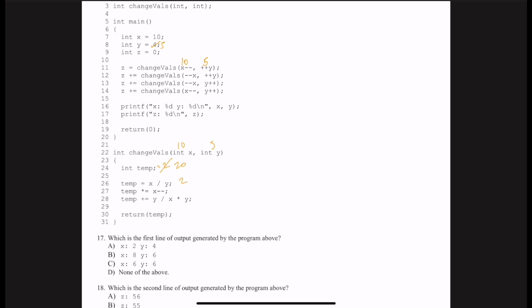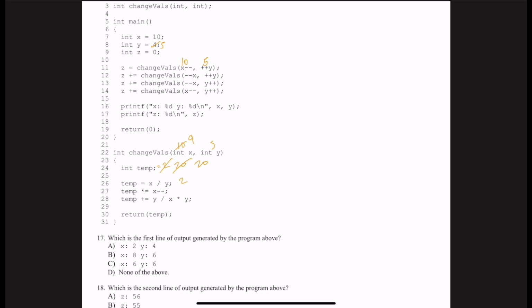So now temp equals 20. As a side effect of line 27, we're going to decrease x. Temp plus equals 5 divided by 9 times 5. So 5 divided by 9 is going to be 0, because an int divided by int needs to be an int. And then 0 times 5 is 0. So temp plus equals 0.